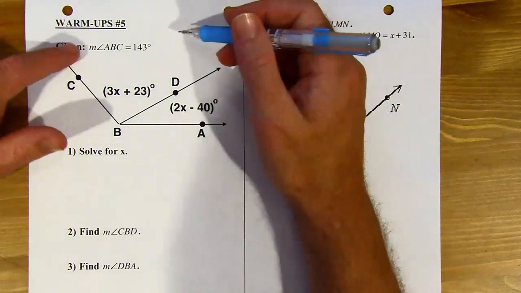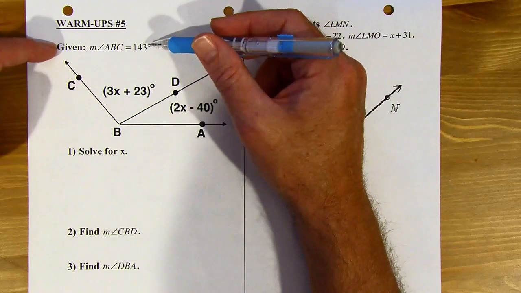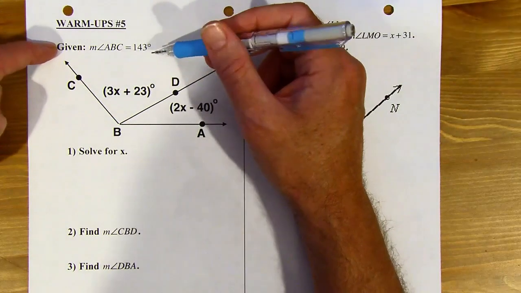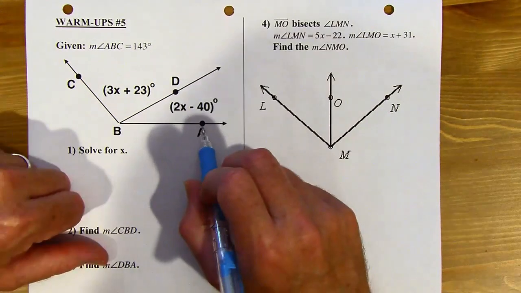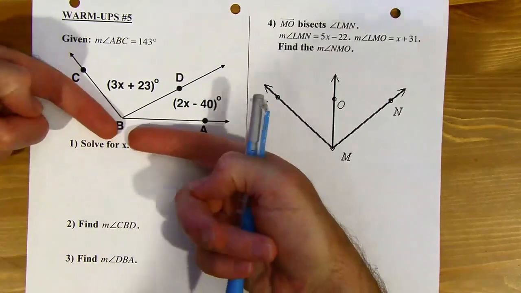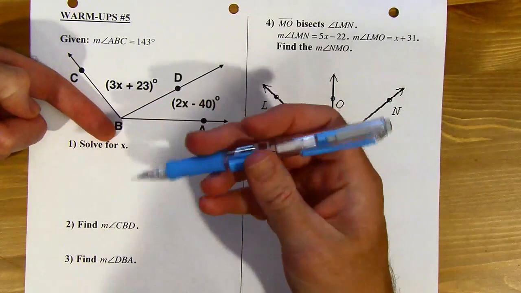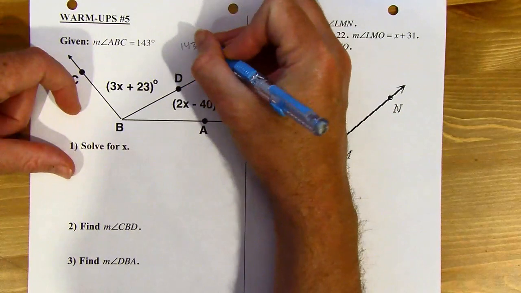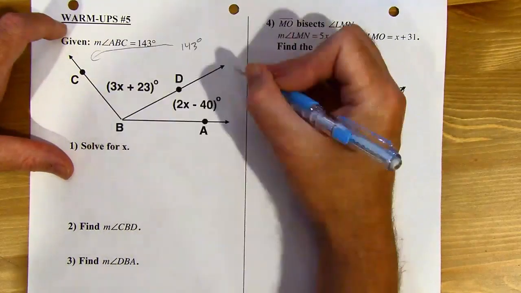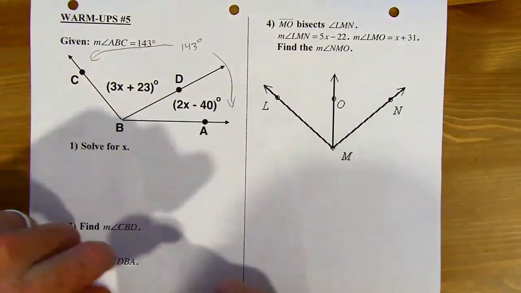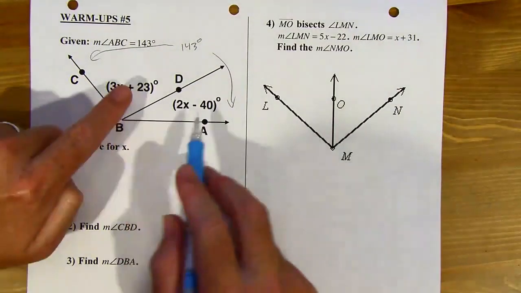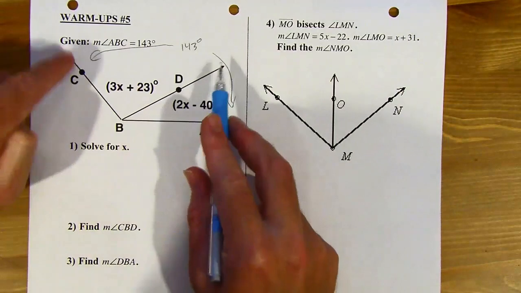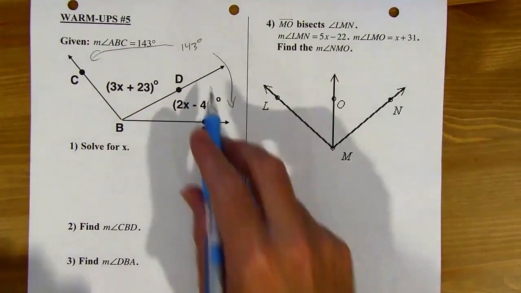First off, there's this piece of given info, so don't forget that. This says the measure of angle ABC, well, ABC, that's the big angle. So they're telling us the measure of that big one is 143 degrees. So the whole thing is 143, and that's going to allow us to solve for x, because if I take the two smaller pieces, add them together, it should give me 143.